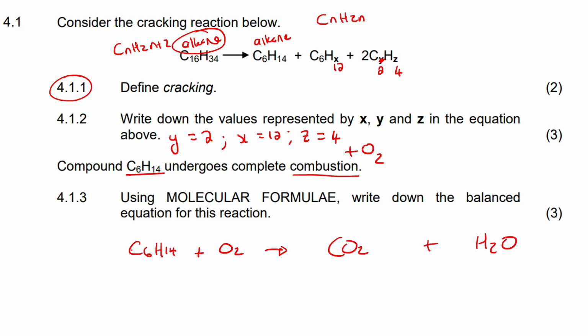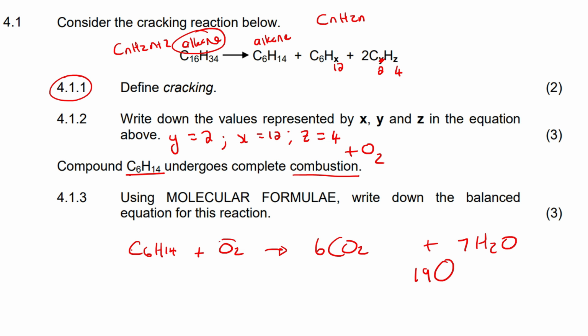And what have I always told you guys to do first? Balance the carbons first. So there's 6 on this side, so put a 6 over there. Then balance the hydrogens. So there's 14 on this side, so you would have to put a 7 over there to make 14. And then balance the oxygen. So don't worry about this one. Use these two. So on this side, you've got 6 times 2, so you've got 12 oxygens over here. And then you've got 7 oxygens over here. So you've got a total of 19 oxygens on the right.